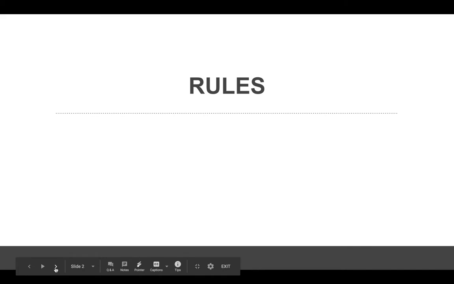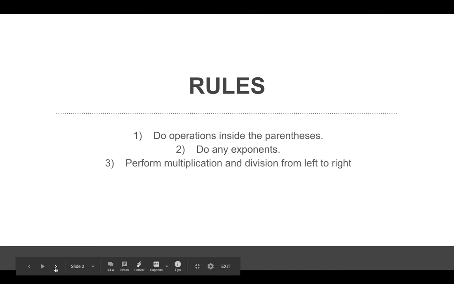Well, here are the rules. Rule 1, if it comes up, is do operations inside parentheses. We're always going to do parentheses first. Rule number 2, do any exponents. Rule number 3, perform multiplication and division, and you're always doing those from left to right.